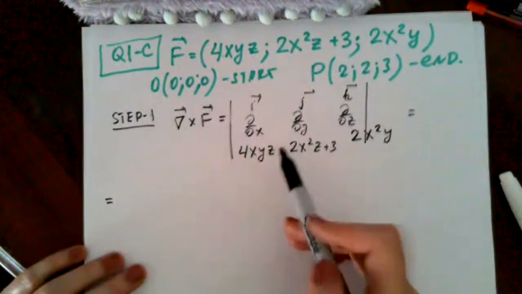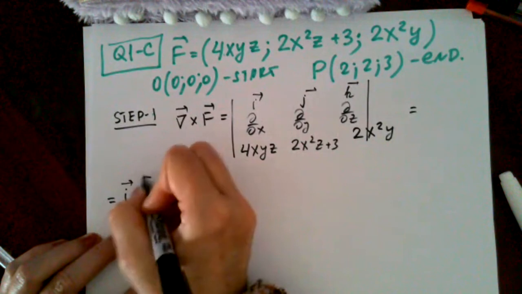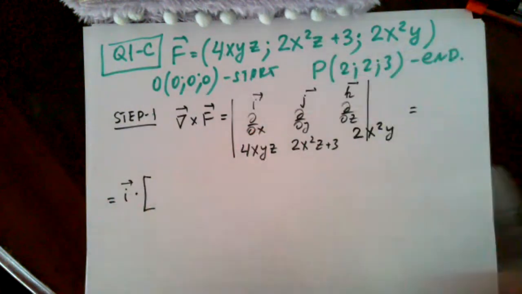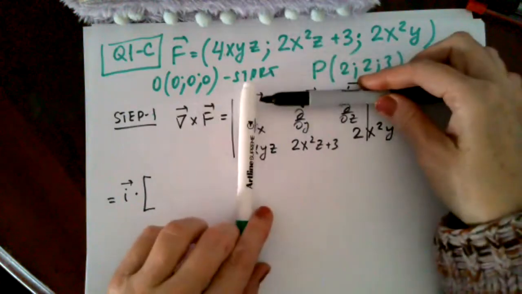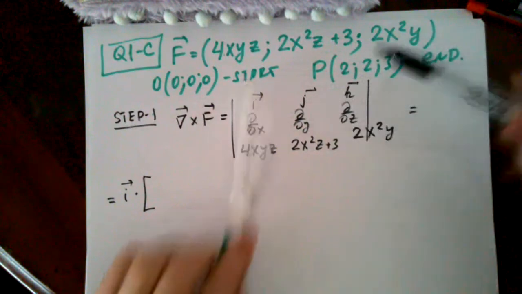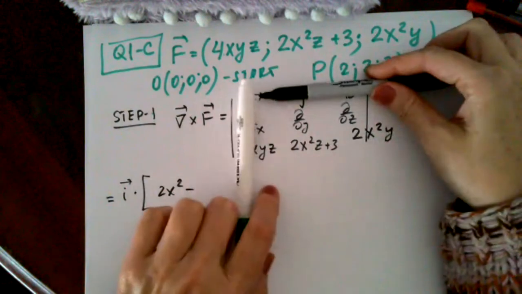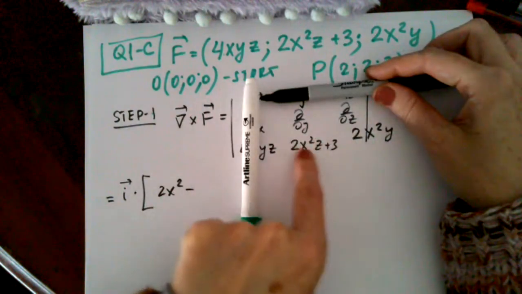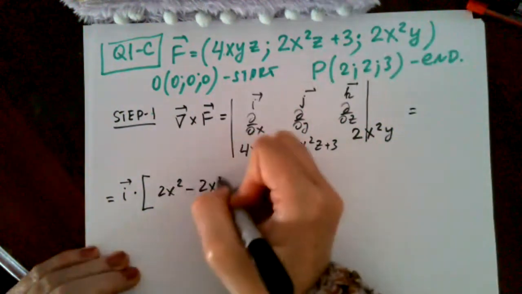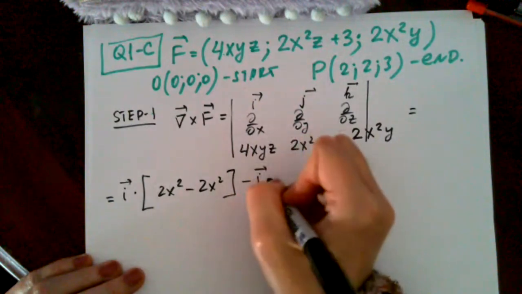Okay, so let's calculate this determinant. I'm going to apply the expansion along the first row. So vector i times what? As usual, I'm crossing out the first row and the first column and see what happens. Okay, so what happens? d over dy of this expression will be just 2x squared. Minus d over dz from this expression, it will be 2x squared again. You can see already that the first component is equal to 0, but we should press on.